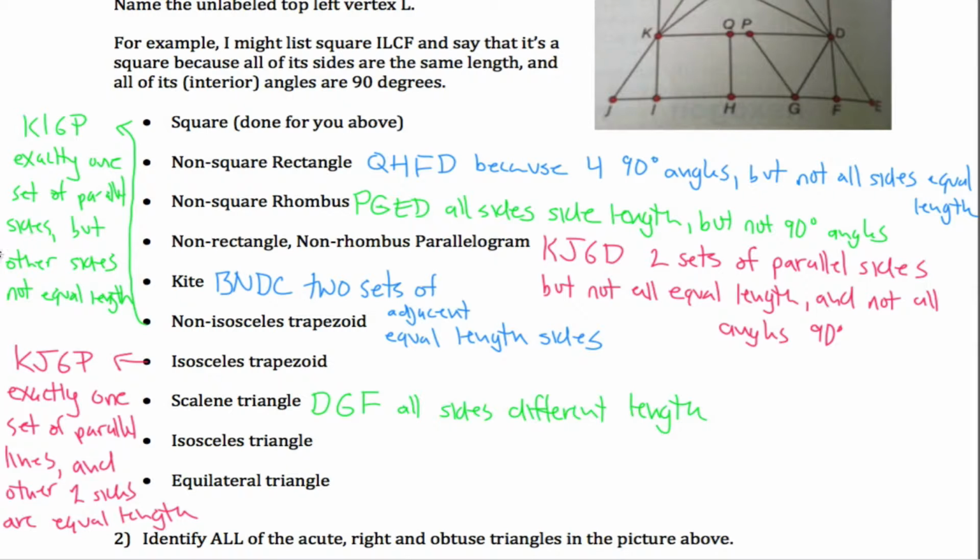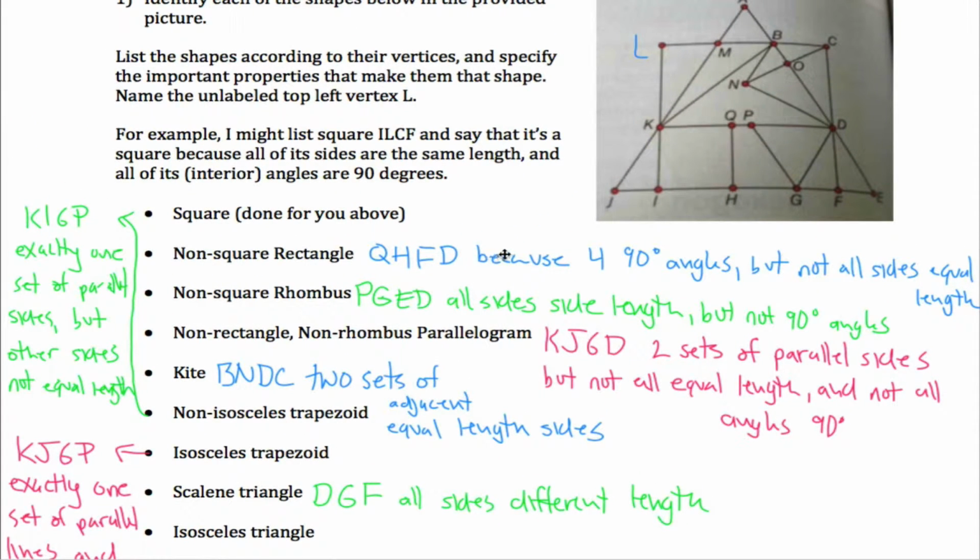Okay, what about an isosceles triangle? An isosceles triangle, actually, I think has at least two sides of equal length. So maybe I should have said a non-equilateral isosceles triangle if I was being really picky. But for an isosceles triangle, I'm looking for a triangle in here that has two sides of equal length. Let's see, how about this guy up here?